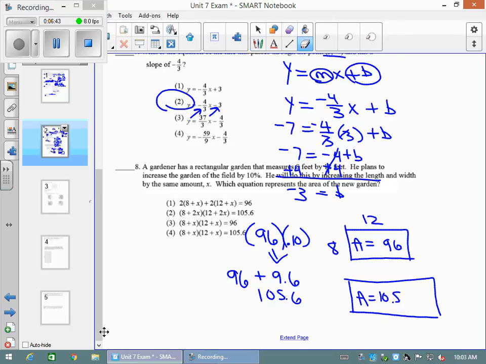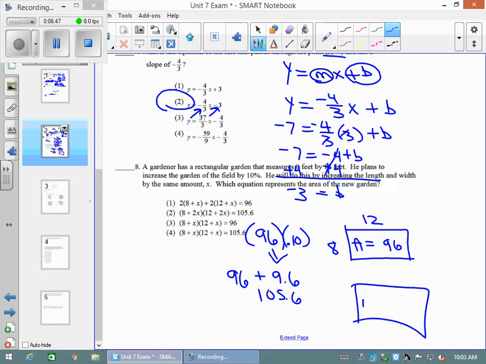And that's when I'm increasing the dimensions by the same amount on the side. So if I don't know the amount, I'm going to call that amount x. So to get my equation, I know area is length times width. 8 plus x times 12 plus x should equal 105.6. That would be choice 4.